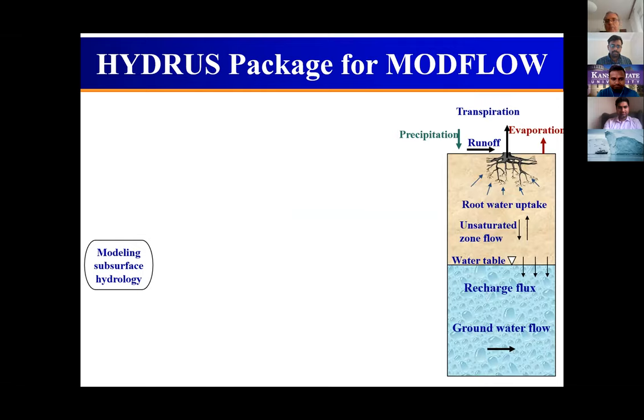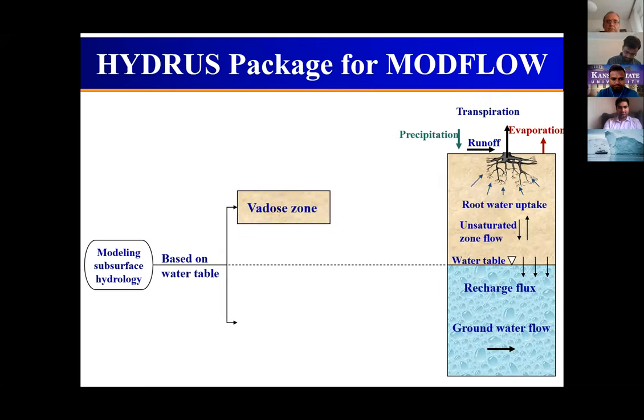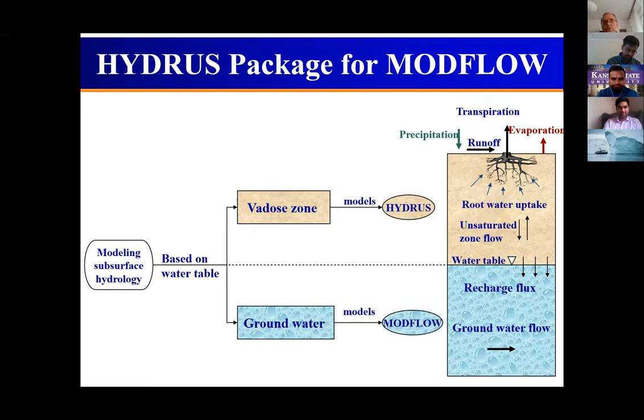So in the subsurface, you have two domains which are very often treated separately, right? You have the saturated domain with groundwater and you have the vadose zone with unsaturated flow. And typically, in engineering, we would deal with them separately. We would have models for the vadose zone, such as HYDRUS, and then we would have models for the groundwater flow, such as MODFLOW, right? And we need to define somehow the interactions between these two domains.